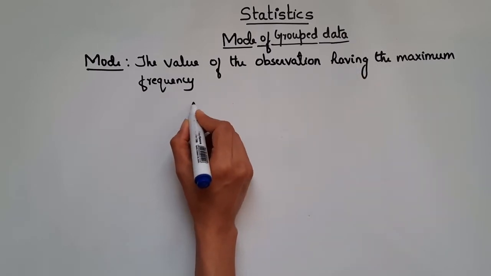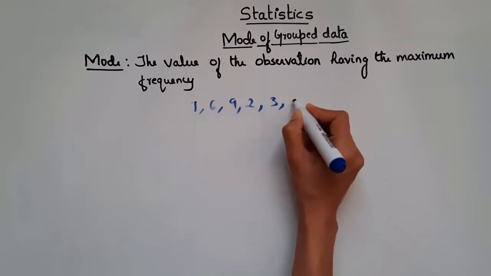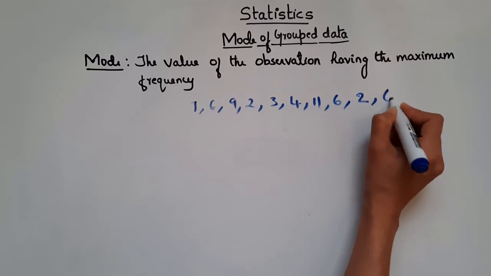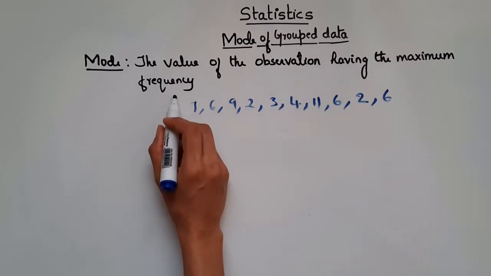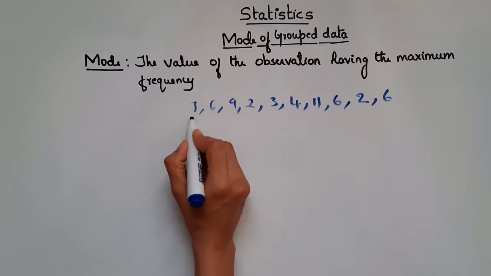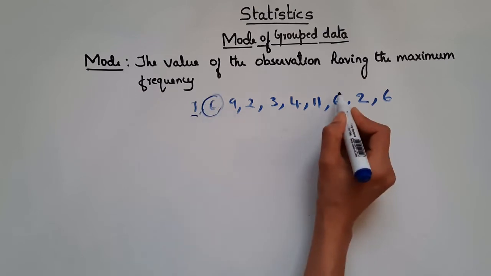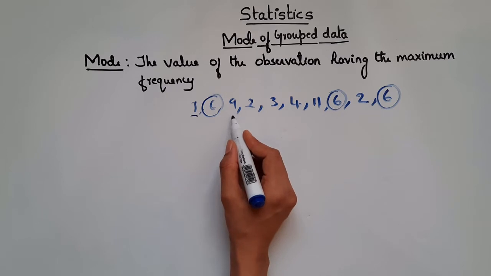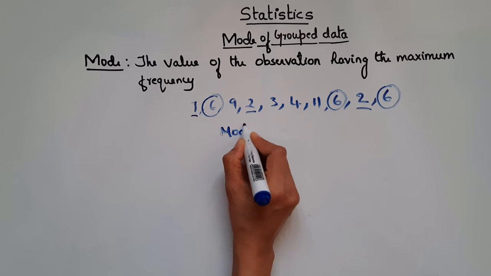Let's say we have ungrouped data. Take 7, 6, 9, 2, 3, 4, 11, 6, 2, 6. Here the mode is the value of observation having the maximum frequency. So which value in this observation has occurred many times? 7 has occurred only once. 6 has occurred 1 time, 2 times and 3 times. 9 has occurred only once. 2 has occurred 2 times. So we can say 6 is the mode of this given observation.